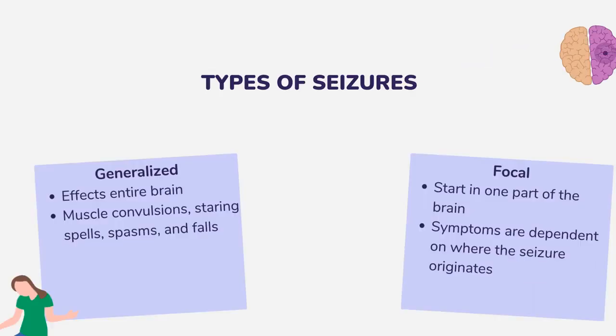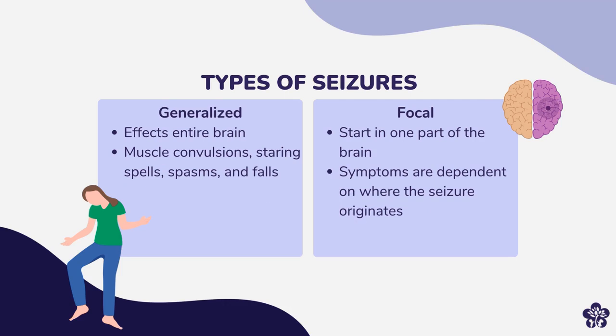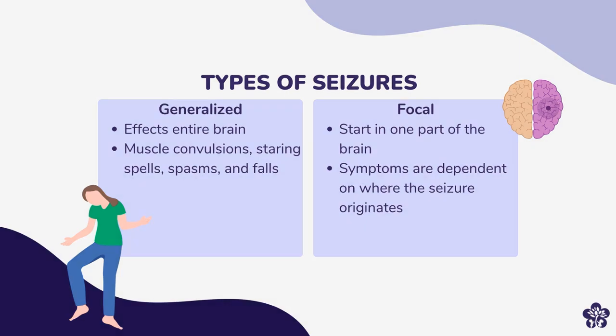All seizures fall into two categories: generalized and focal. The difference between these two types is how they begin. Generalized seizures begin in the whole brain and affect both hemispheres simultaneously, and include muscle convulsions, staring spells, spasms, and falls.